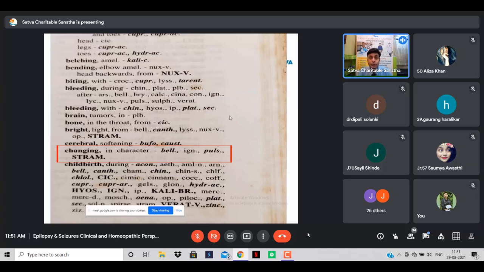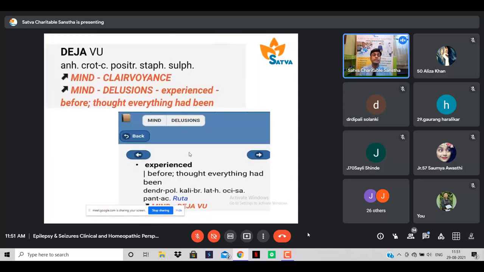So there is a rubric of depersonalization in the psychic type of seizure, simple partial psychic seizure, which is given in Murphy's repertory. Here there is a change in the character. Stramonium and Belladonna can be considered, where a change in character is seen. Then deja vu, where the person gets a delusion as if something has happened earlier also.